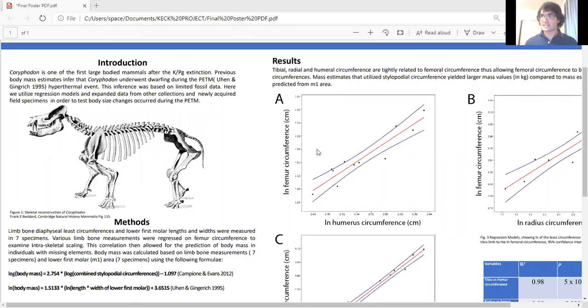However, here we test this hypothesis using stylopodial limb circumference to derive body mass and compare our results to body mass estimates derived from teeth, the former method used to predict body mass. We also test to see if limb circumference can be predicted using other non-femoral elements.